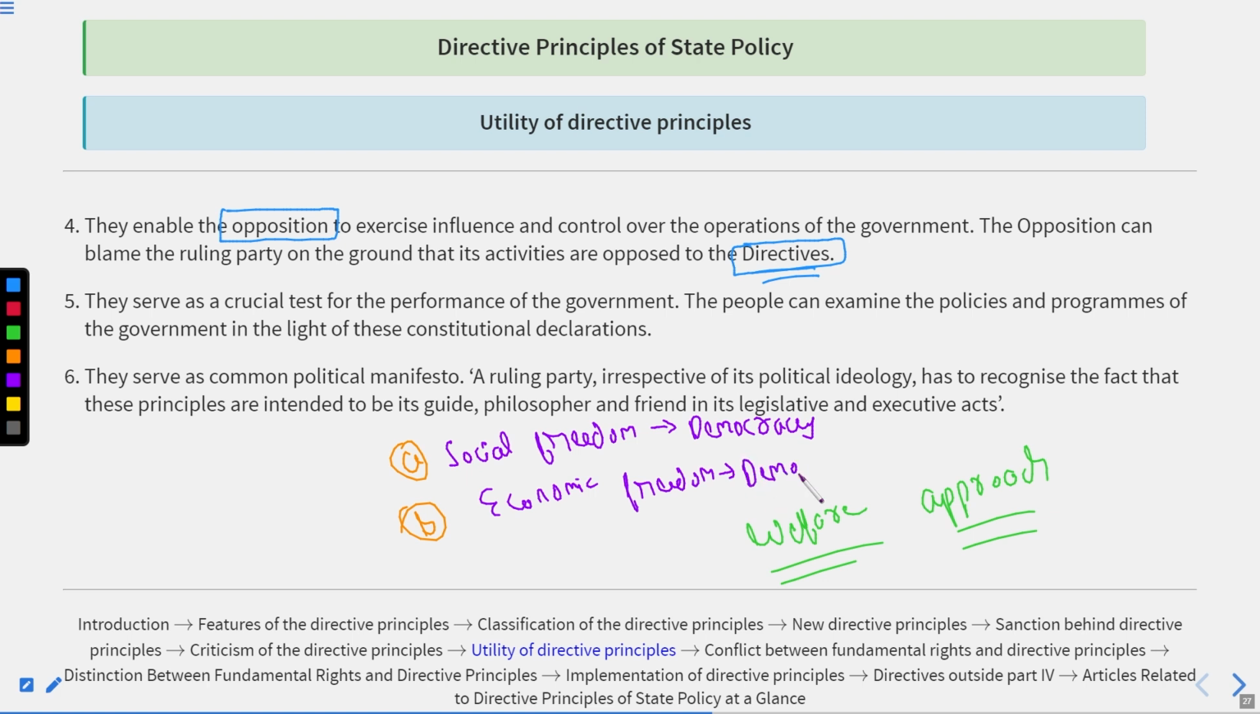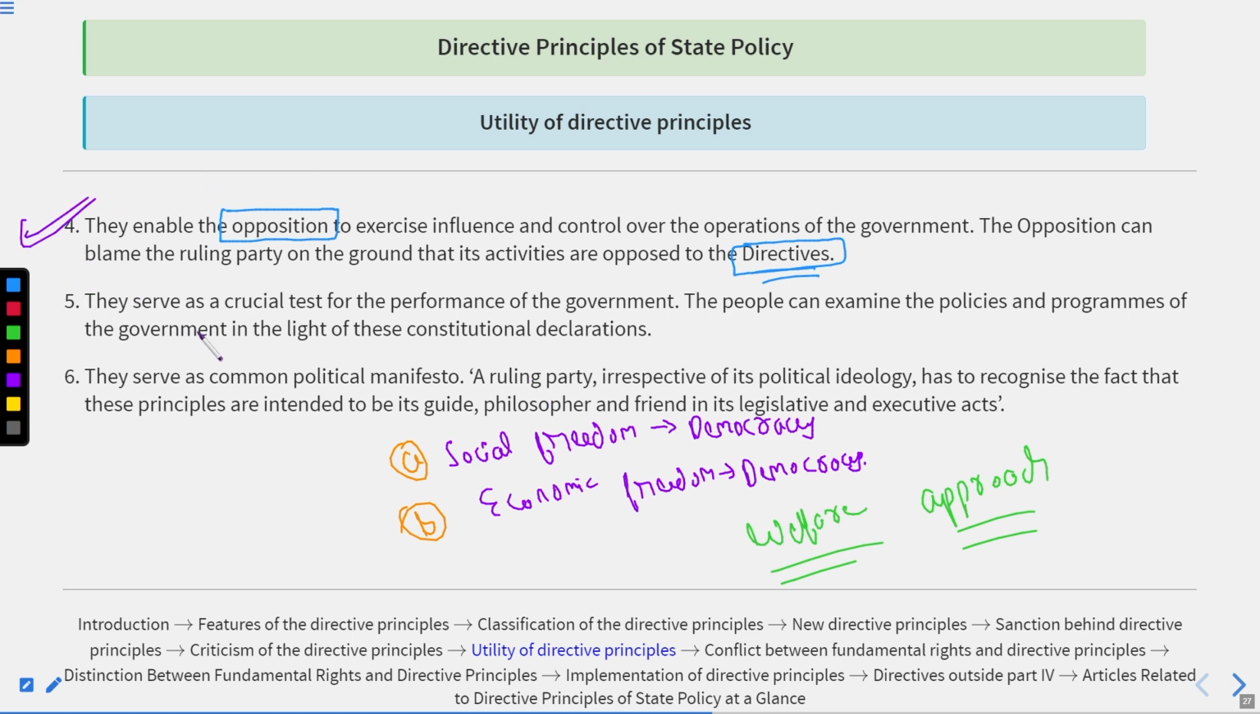Also, we could call it democracy. All right. So that's why it is necessary that the government, or you can say the ruling party, whichever is in the center, is required to use these directives to make the rules and the regulations for the implementation. All right, that is another point that we have just discussed.